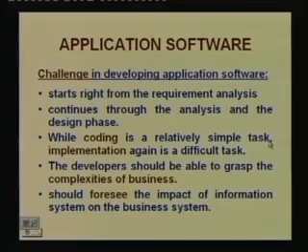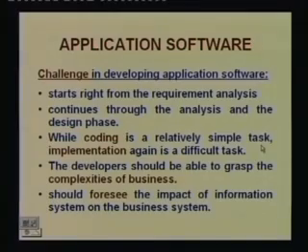So many a time we say, what is there in developing an application software? After all, there is not much of programming logic. But you have to understand the requirements very clearly. Otherwise, what will happen at the time of implementation, you will fail. You will see people will not accept it.